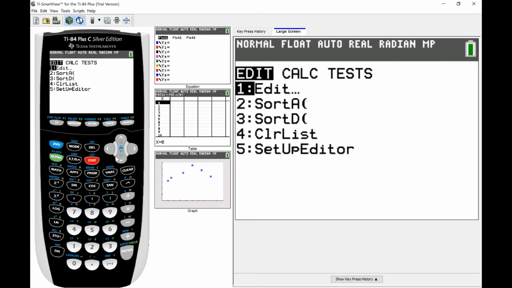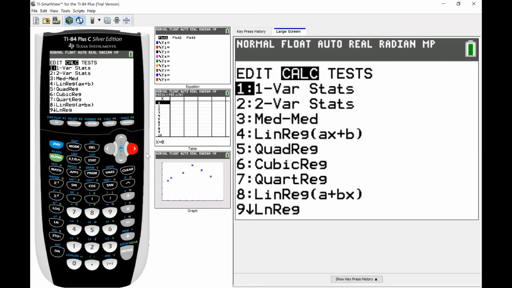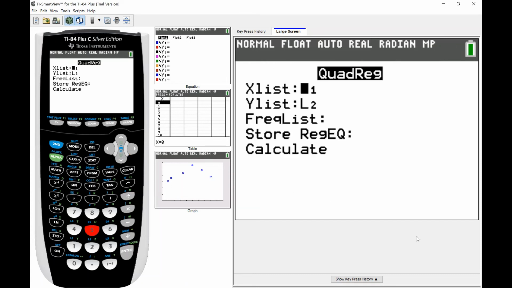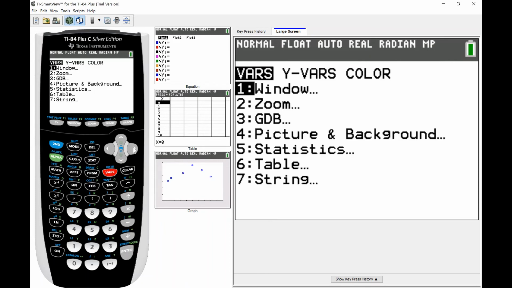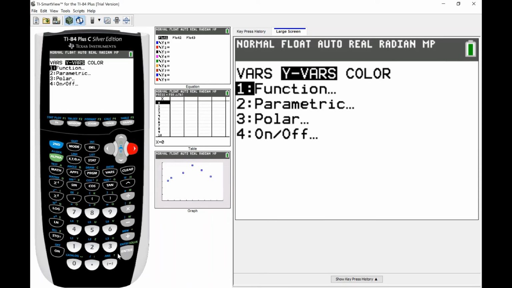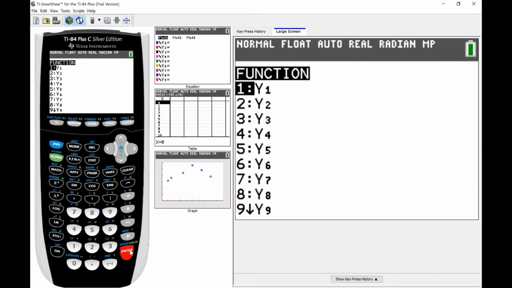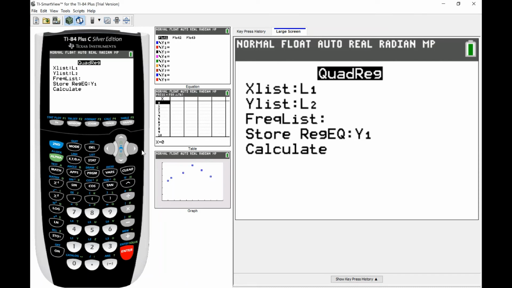So stat, calc, and I'm going to do my quadratic regression, which is number 5. And just because I like to do this, I'm going to store this equation into y1. So vars, y vars, I'm going to store it as a function in y1. So now I'm telling my calculator to do all this. If you have an 83, you cannot store this regression equation into y1.